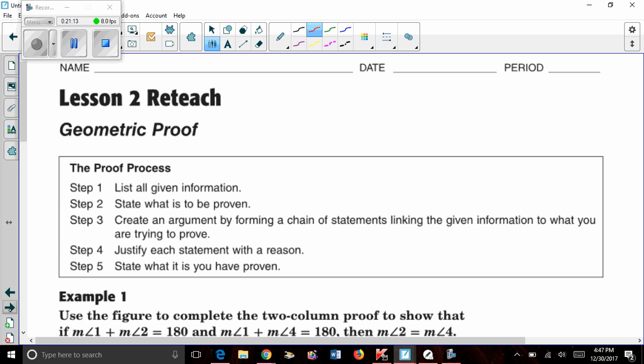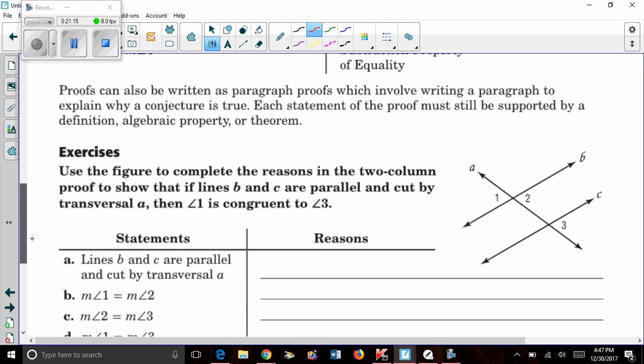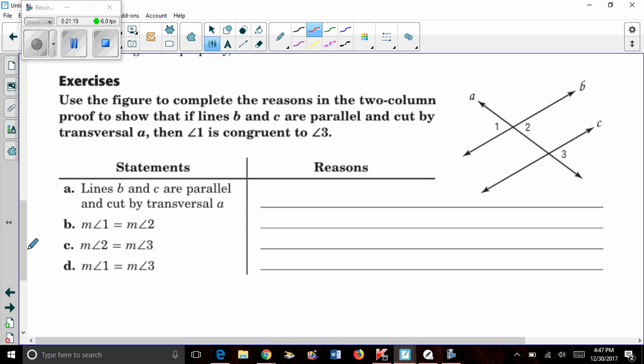All right, so let's look at our reteach page. I want to go ahead and scroll all the way down to the bottom to this proof. This proof, if you look at it on the statements column, there is no equation that we're using. So we're not going to use some of the same tools we use in the last two proofs. Let's take a look at what we have and see what we can use. Use the figure to complete the reasons in the two-column proof to show that if lines B and C are parallel and cut by transversal A, then angle 1 is congruent to angle 3.